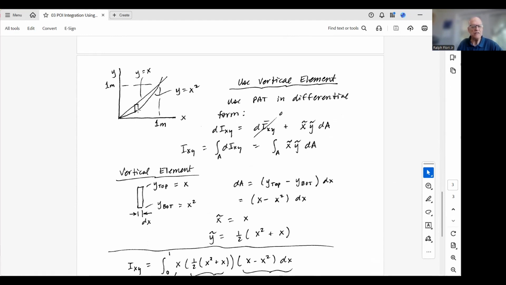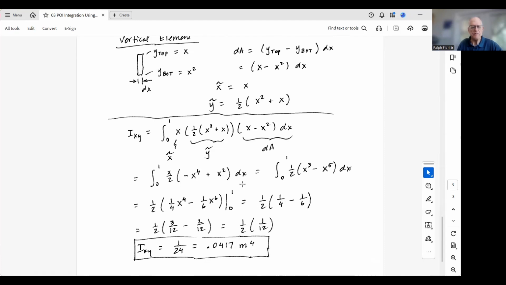My x tilde to the centroid of the dA is x. My y tilde is the average of y top and y bottom, and so it's 1/2 of x squared plus x. I plug those into my integration, do the algebra, and I integrate, and I get Ixy is 1/24, which is 0.0417 as expected.